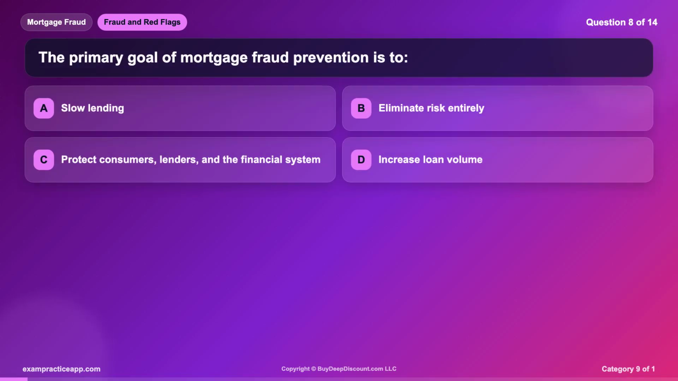Question 8. The primary goal of mortgage fraud prevention is to, option A, slow lending. Option B, eliminate risk entirely. Option C, protect consumers, lenders, and the financial system. Option D, increase loan volume. Take a moment to choose your answer. The correct answer is option C, protect consumers, lenders, and the financial system. Explanation: fraud prevention protects the entire mortgage system.